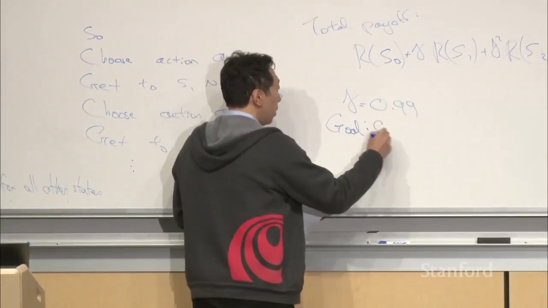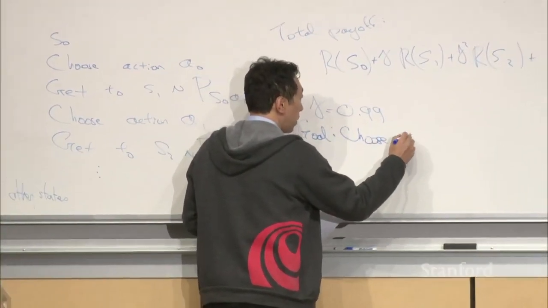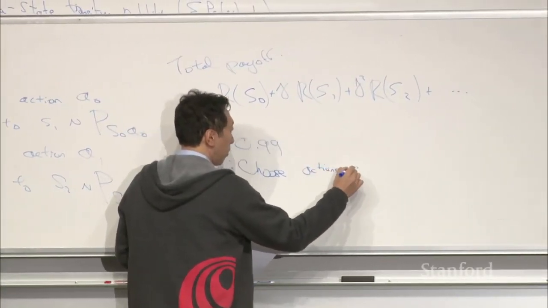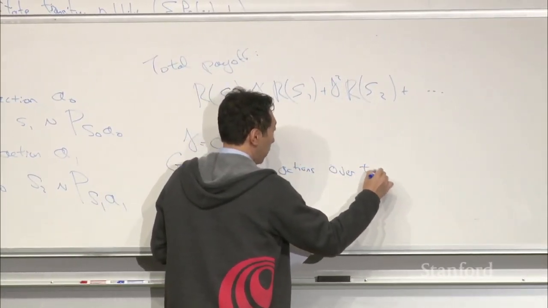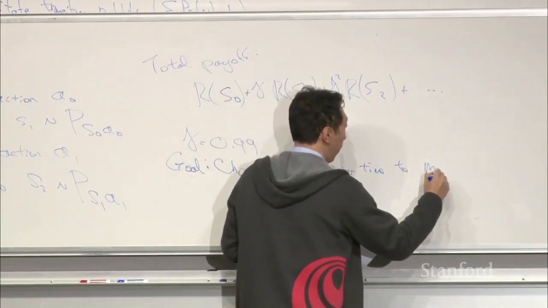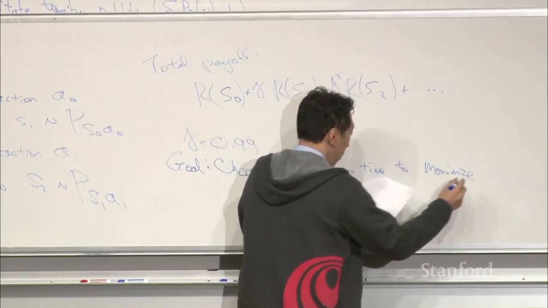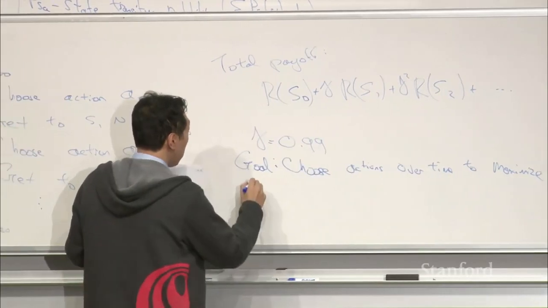Okay. So the goal of reinforcement learning is to choose actions over time to maximize the expected total payoff.